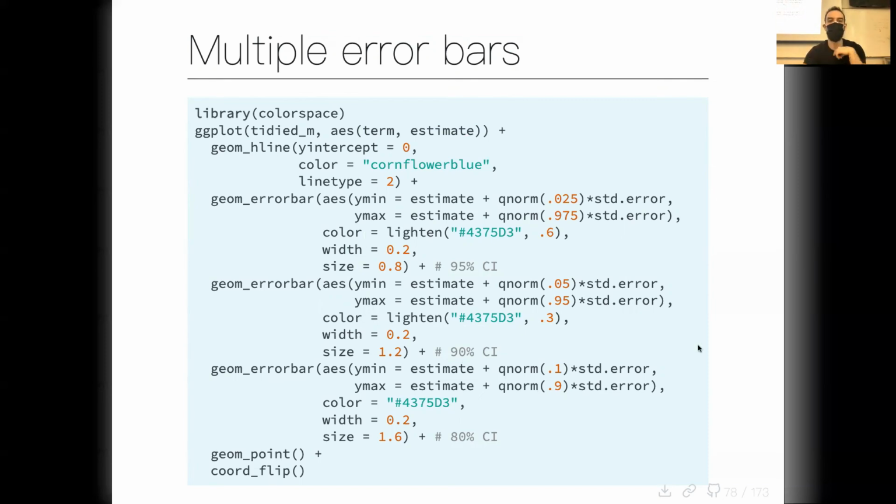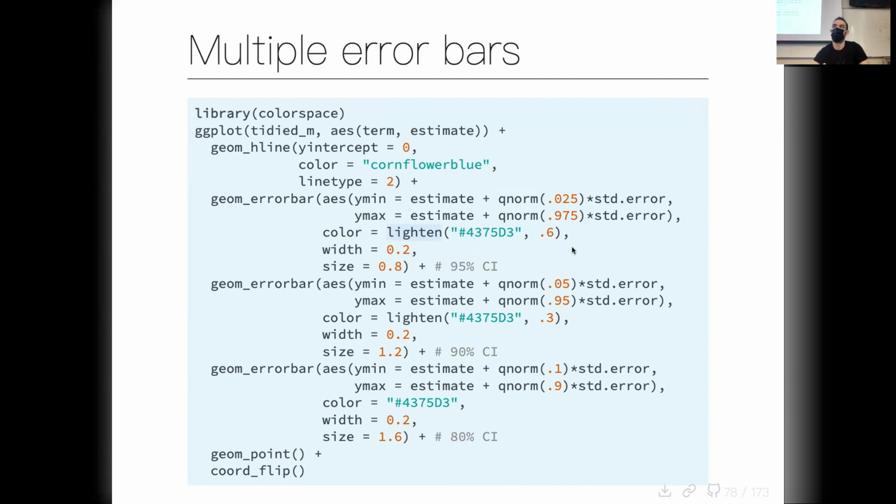Okay, so I have my tidy data, right? But when I create my geom_errorbar, I'm going to first start with a 95% confidence interval. So I use qnorm 0.025, qnorm 0.975, right? The difference between those is 0.95. That's our 95% confidence interval. And then I'm going to say for the color, right? Notice across these, I'm using the same color all the way, except I'm lightening these.